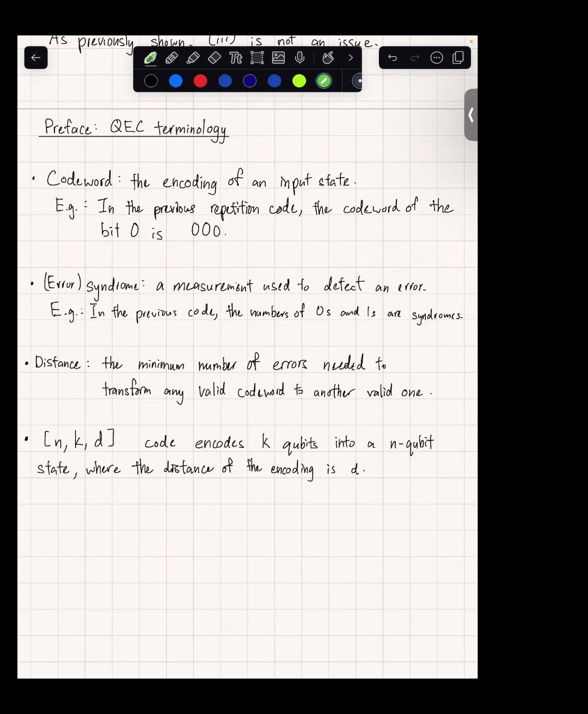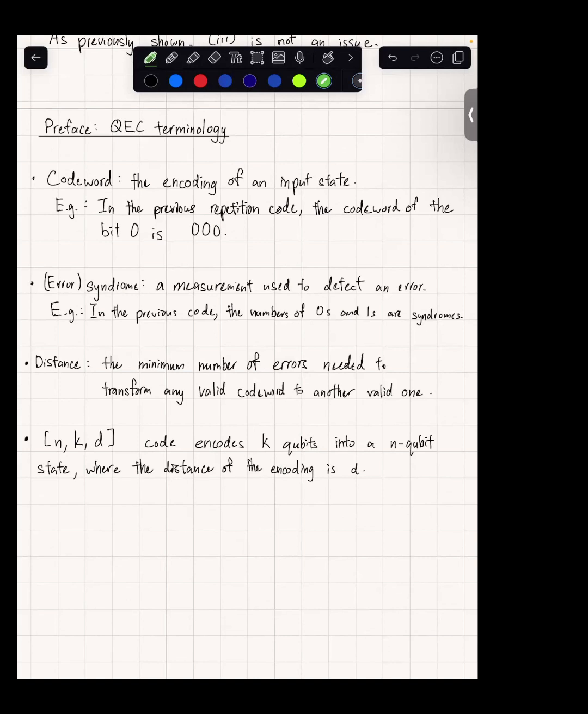The next definition is error syndrome, and this is a measurement that is used to detect an error. So for example, in the previous repetition code, we use the numbers of zeros and ones to detect whether a bit flip happened.